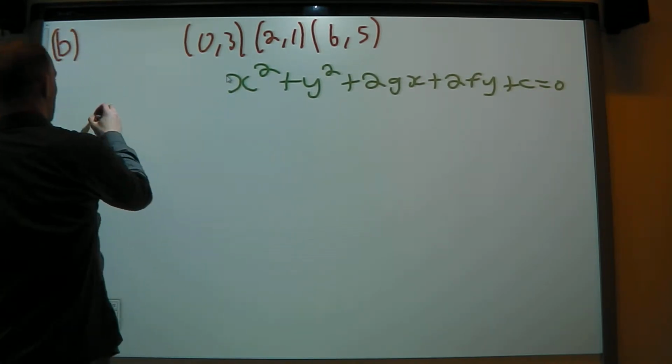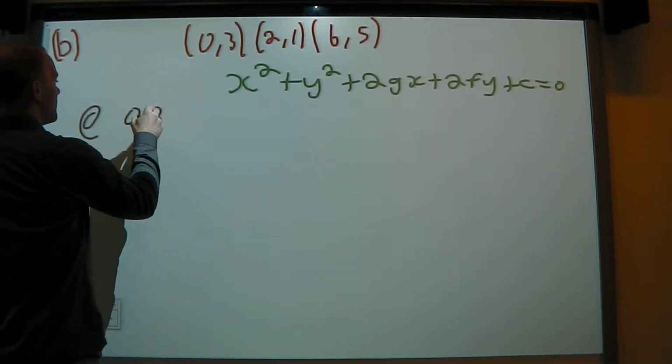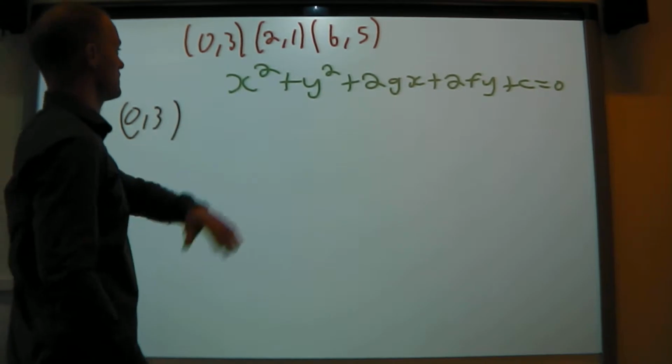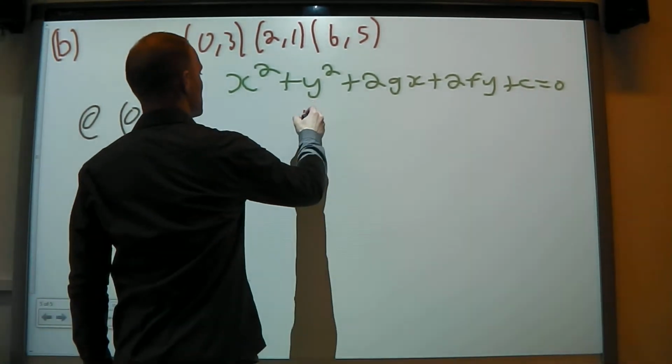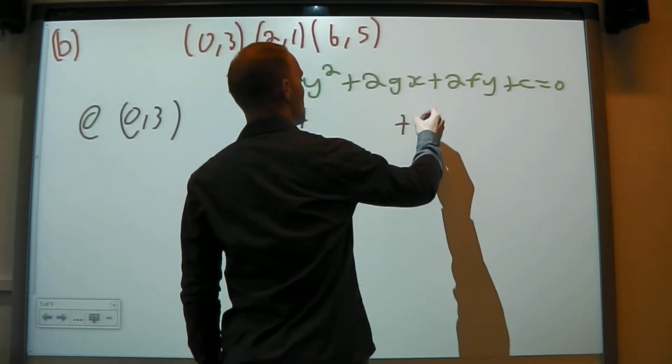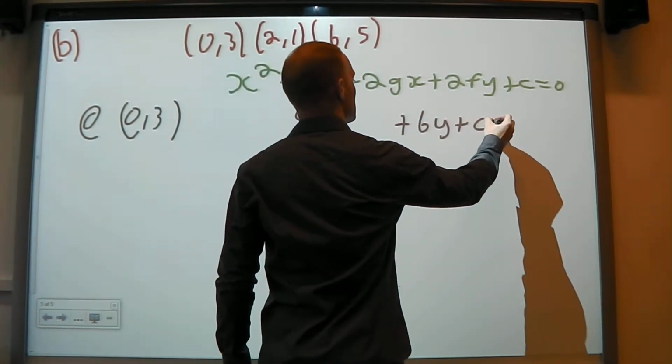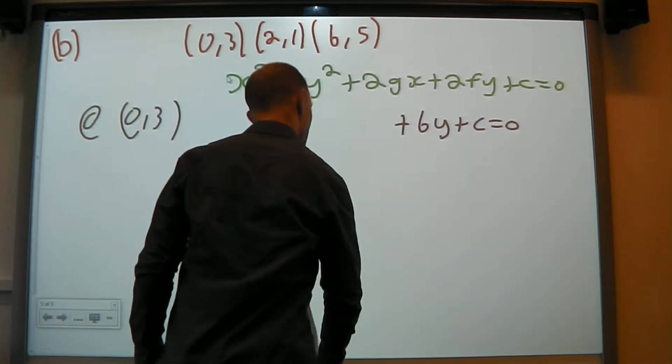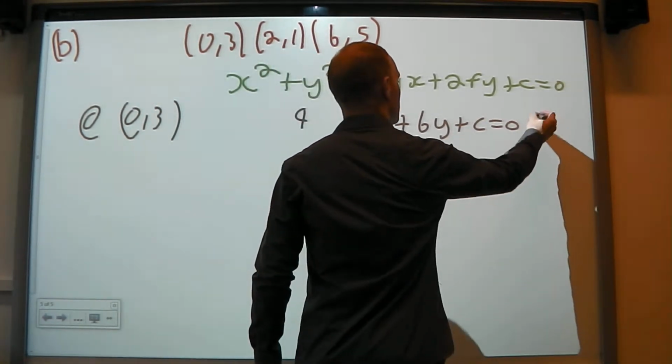So starting off at 0, 3, remember all our x's just disappear here, so I'll write down that is 9 plus 2fy, which is 6f, plus c is equal to 0. So I'll write that down and call that equation number 1.